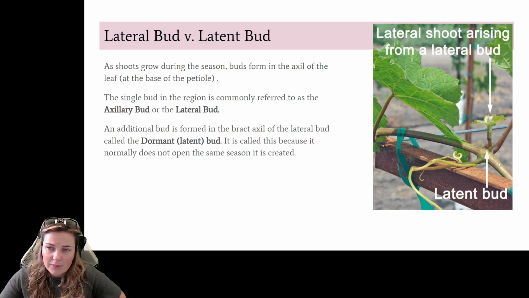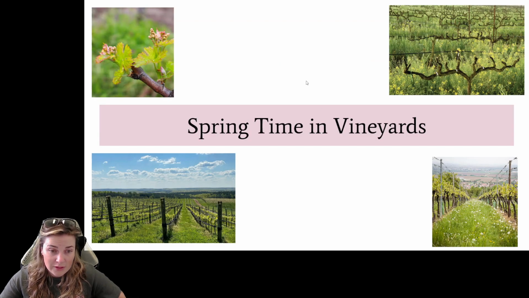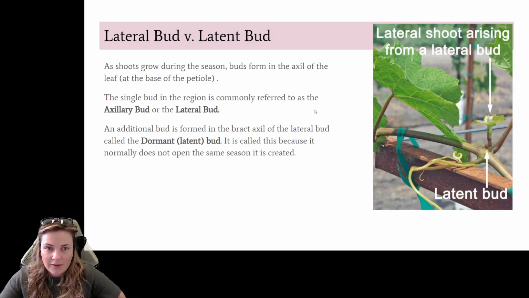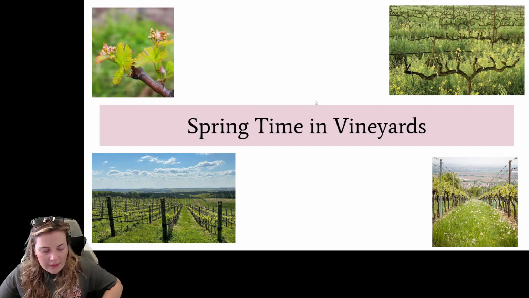So if they prune this back here, this will be a new shoot the following year, but it's just an extra dormant bud. Hopefully that helps, wonderful, but I found that confusing a lot as a student, because I'd be like, what's the difference between latent and lateral? So now you know. Okay, so let's go ahead and hop into springtime in the vineyard.